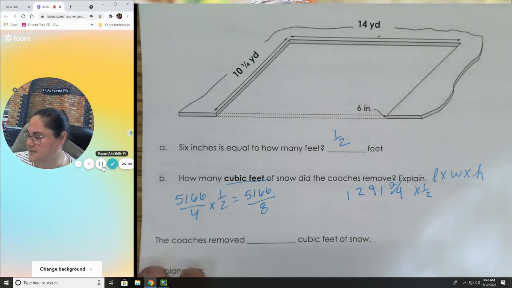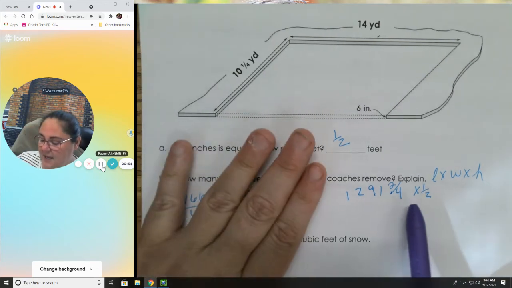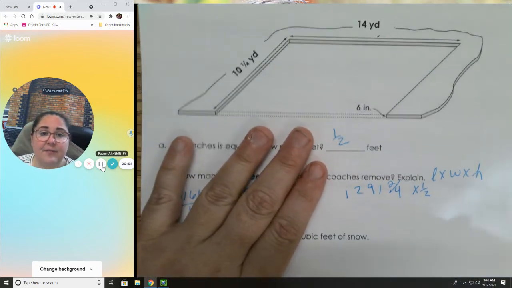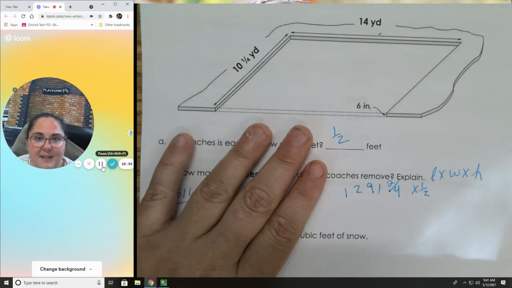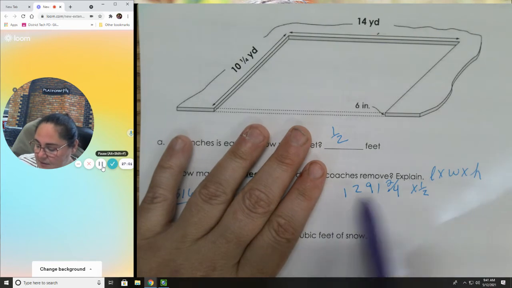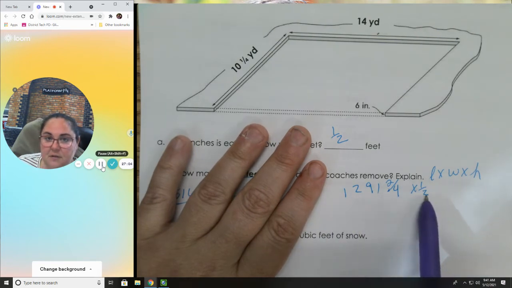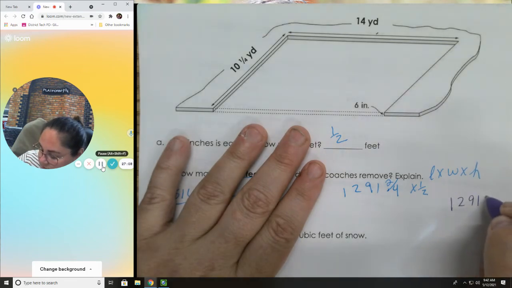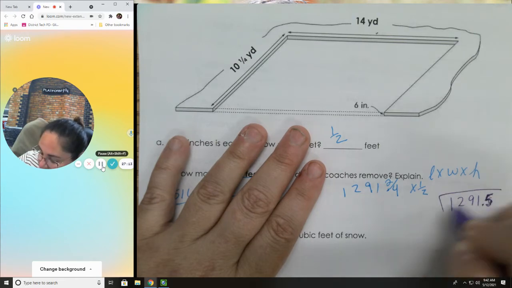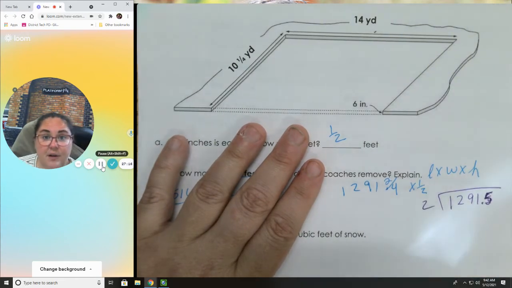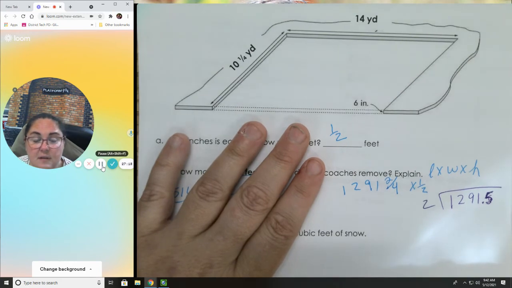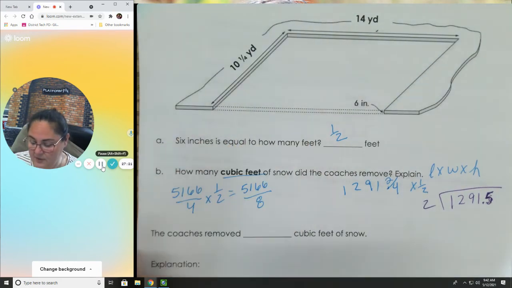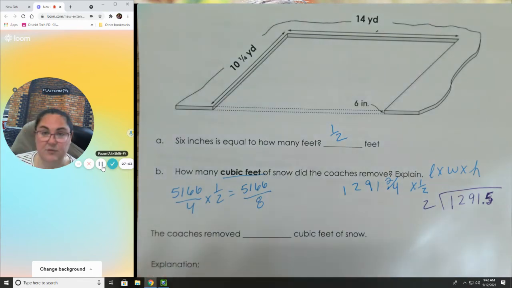Another way you can do this: anytime you are multiplying by 1/2, it means basically you're going to divide by 2. Take this number, 1,294 and 2/4, so 0.5, and divide it by 2. That's your other way to do this. Okay, I'm going to do the improper fraction way first, and then we will do the other way.